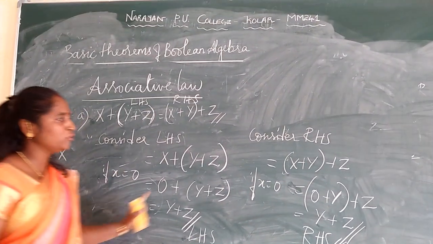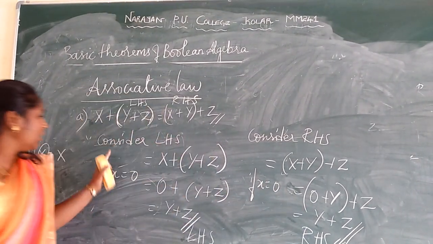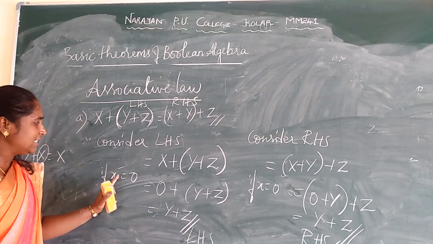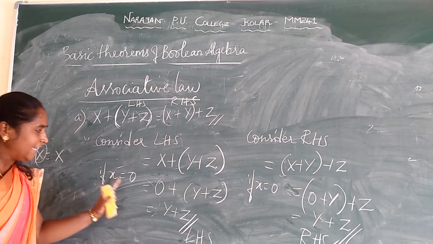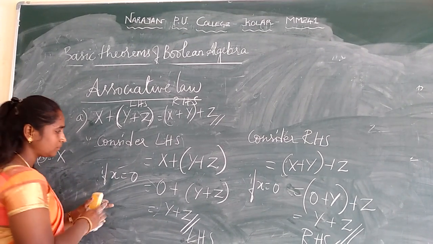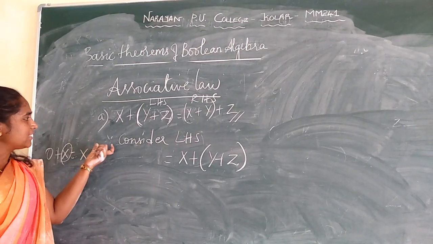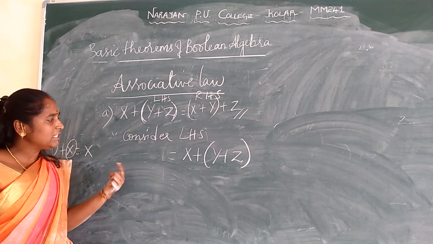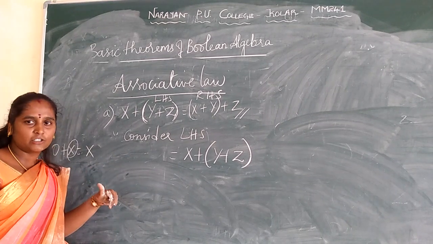LHS is being proved equal to RHS by substituting the value of x equals 0. Next we will consider substituting the value of x equals 1. So next we have solved for x equals 0. Now we will substitute the value of x equals 1.